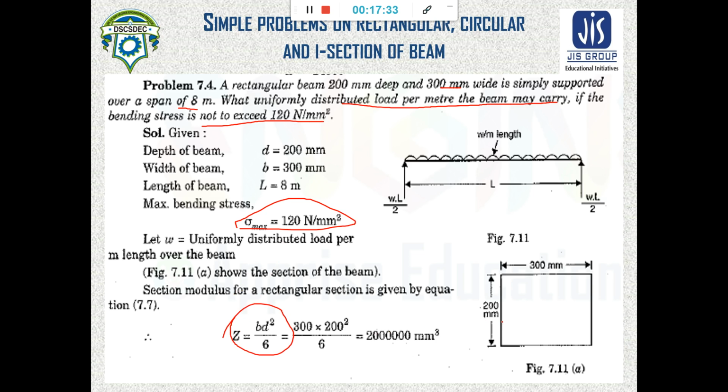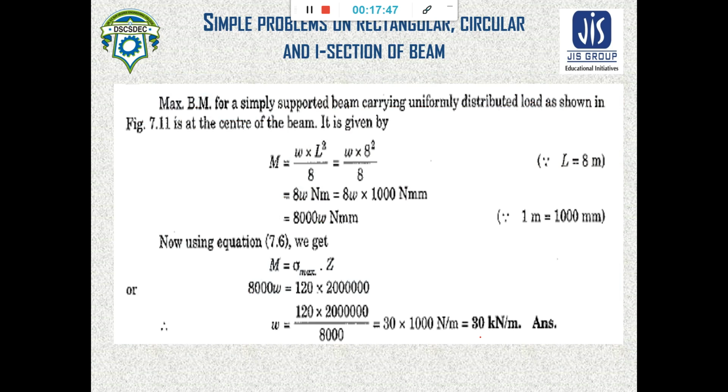We know that is the section modulus for a rectangular section, and that would be 2 into 10 to the power 6 millimeter cube. And the bending moment for the UDL case will be WL square by 8. L is our 8 meter, so we can write W into 8 square by 8, that would give us 8W Newton meter, that would give us 8000 W Newton millimeter.